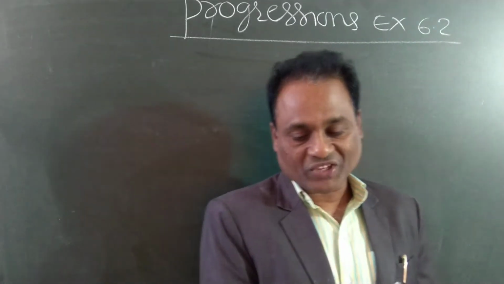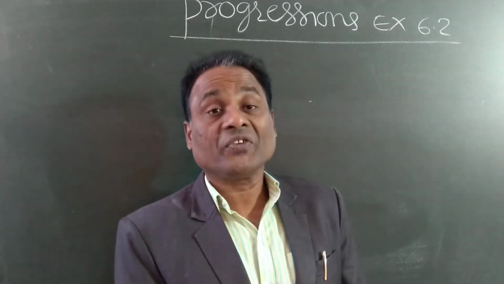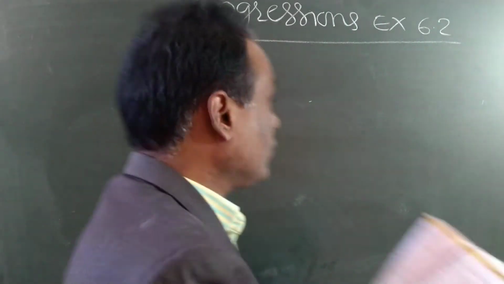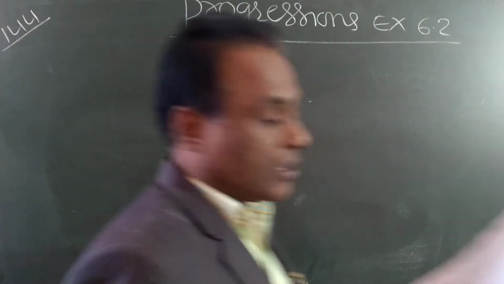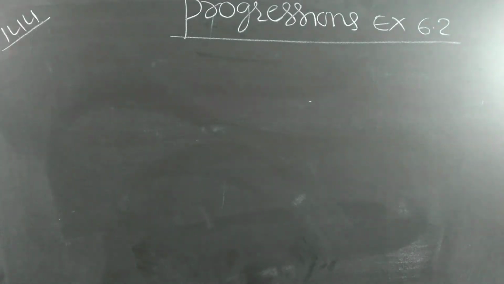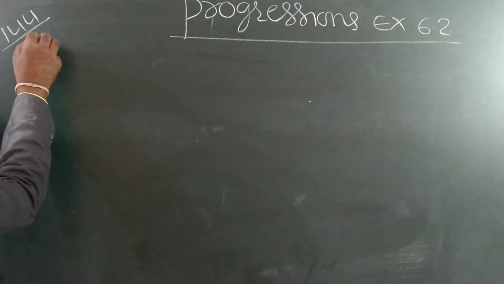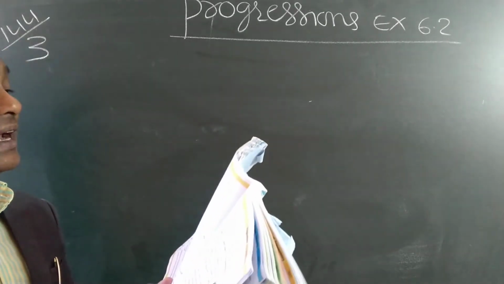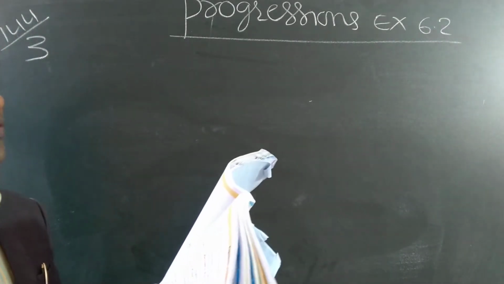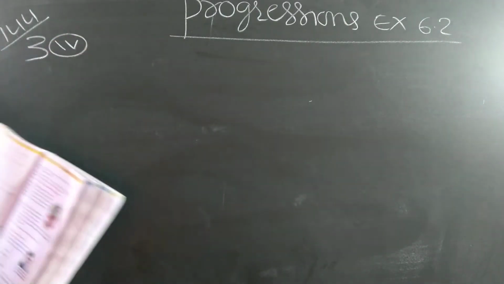Progressions, we start a new chapter and we are in the second exercise. All of you open page 144, students. Page number 144, first questions. First, all 5 bits I completed, second 2 bits we completed, and third also 3 bits we completed. So, third, fourth bit and fifth bit, 2 bits are there.